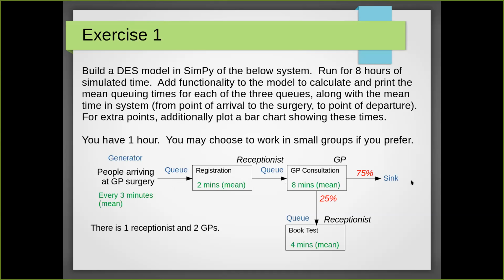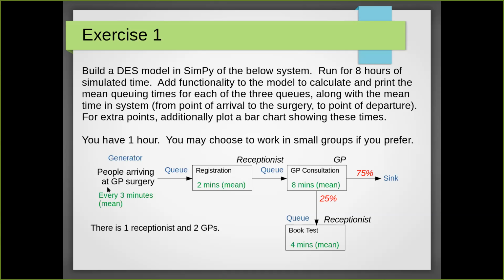They'll either leave the system with no further action, or a quarter of them will then go back to the receptionist and book a test, because these are the people that need a test booked. So they'll then queue for the receptionist, but this time the receptionist is going to book a test, and that takes on average 4 minutes.